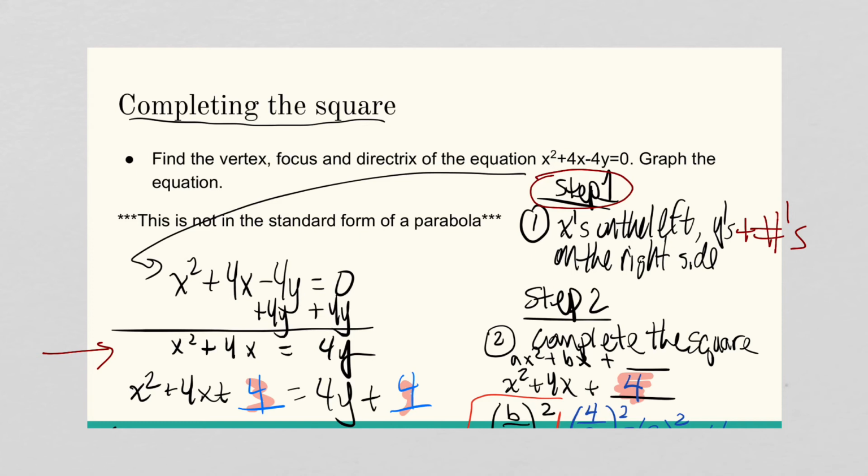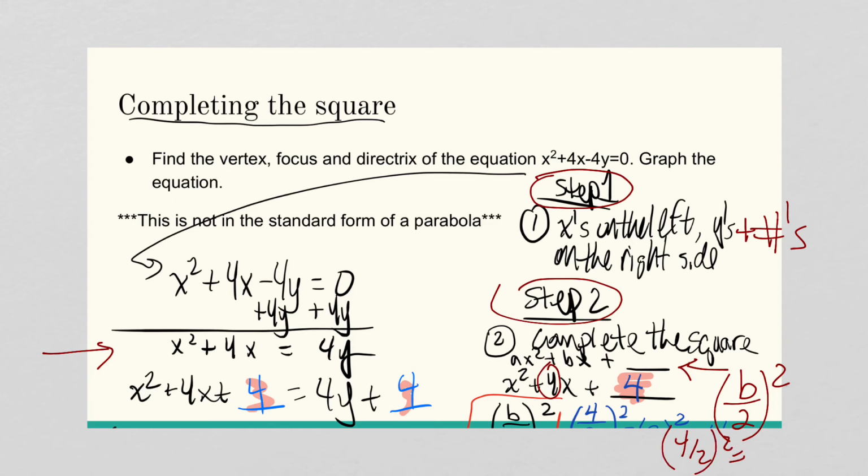Step 2, once you've done step 1, is to start to complete the square. How do I complete the square? So I have x squared plus 4x plus something at the end here. I need to figure out what this number is. To complete the square, you're going to take your b value, divide it in half, and square it. So what's my b value here? It's 4. So I'm going to take my 4, divide it in half, and I'm going to square it.